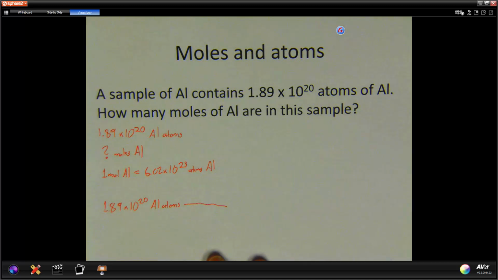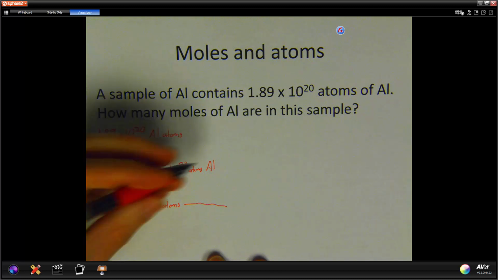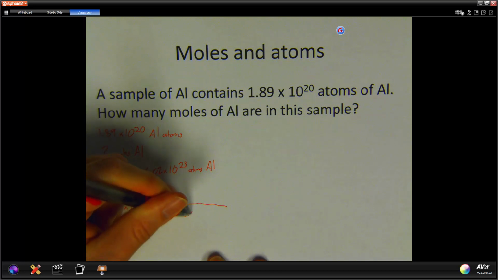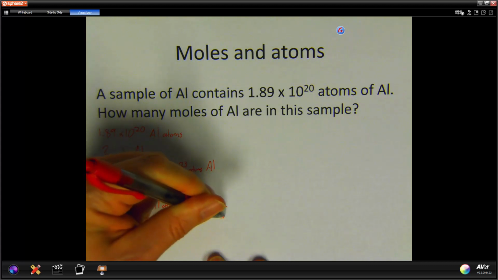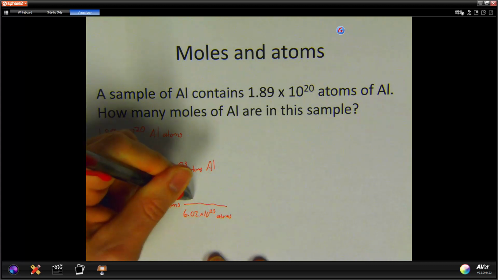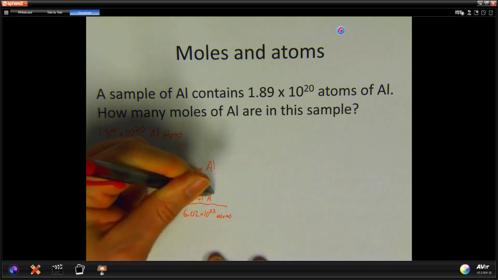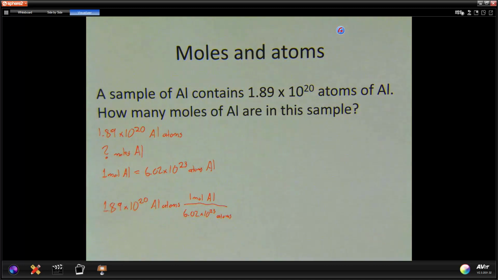And then we set up a conversion factor based on what we're given. So we want the atoms on the bottom, and we want the moles on the top. So that's how we set it up. That's part of this, understanding how to set it up correctly. The other part is doing the math.